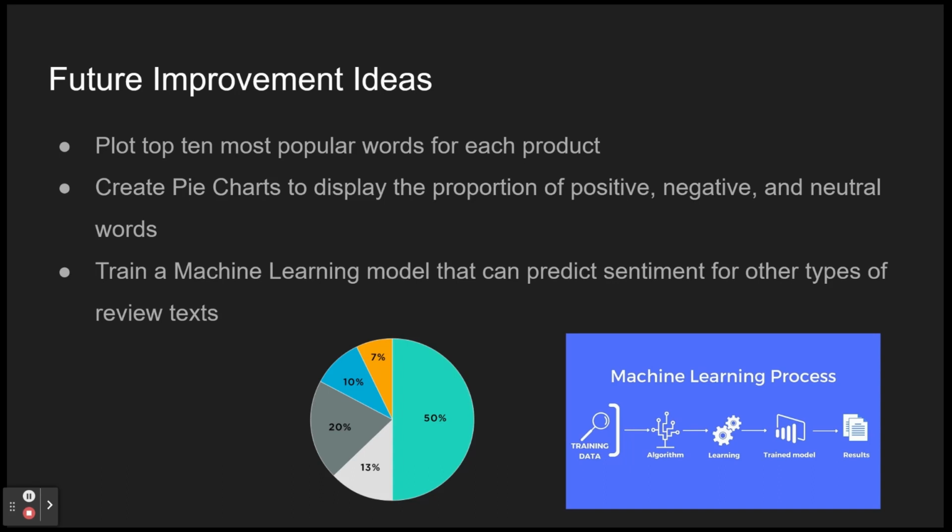And lastly, we can train a machine learning model that can predict sentiment for other types of reviews. This helps capture the nuance of the language, and since this is a machine learning model, it has the ability to adapt to new trends in language that we otherwise could not handle without it.